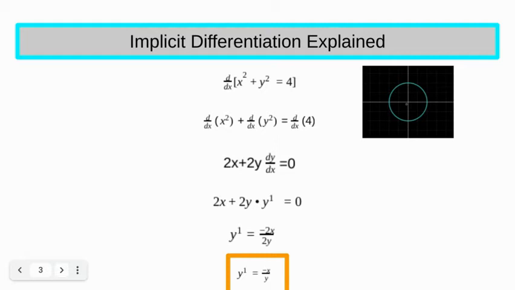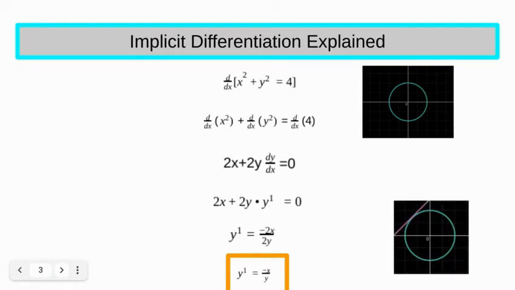And basically what this function means is anywhere on the circle that there's a point, you can plug that into the negative x over y and get the slope. So for instance, if you were to plug in the x, y values that are at the spot where the pink line hits the circle, it would equal the slope there.